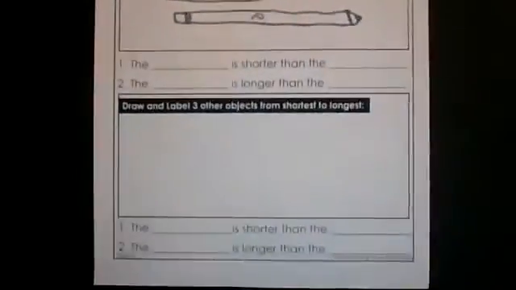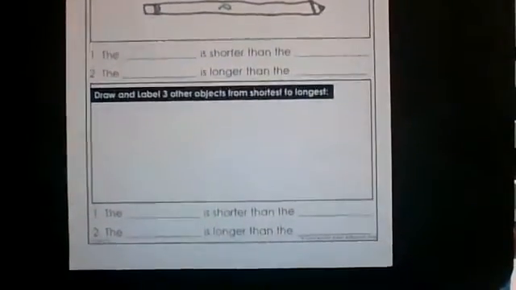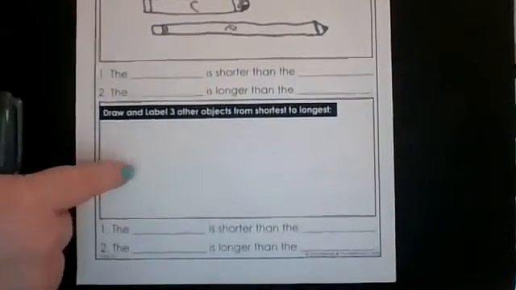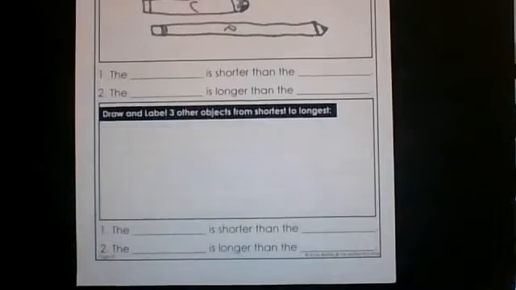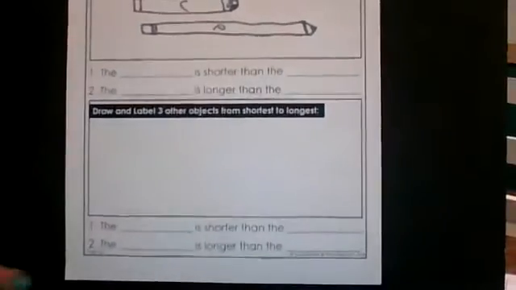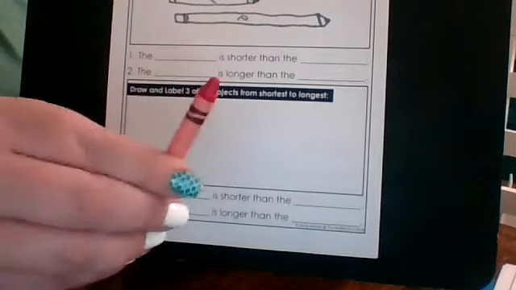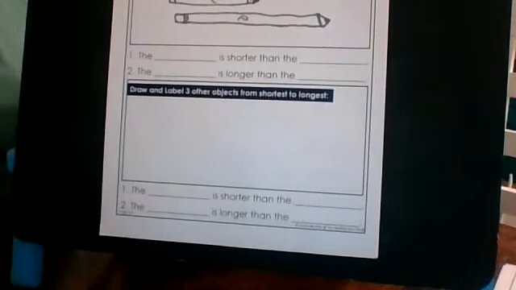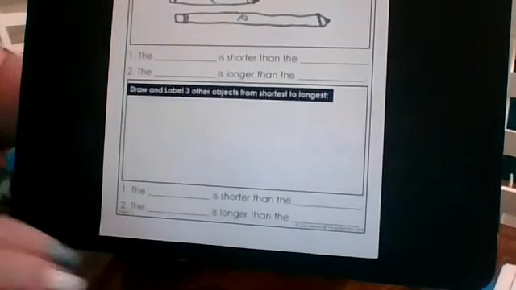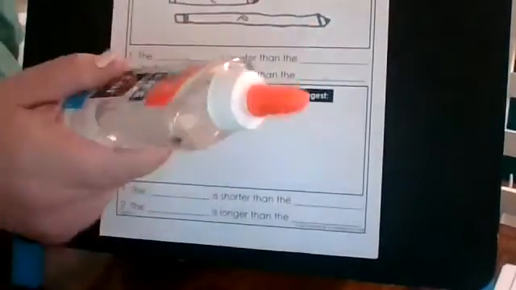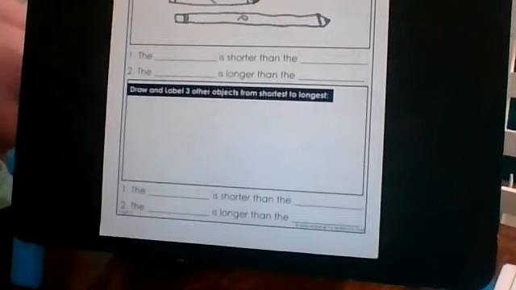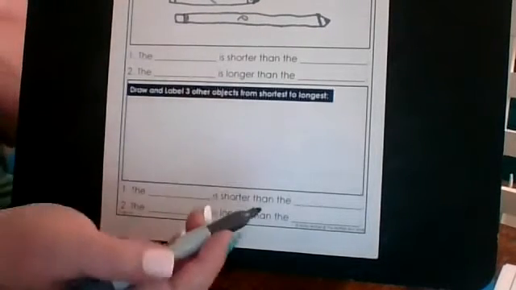All right, so here we're gonna do it again. Draw and label 3 objects from shortest to longest. So on this one, you are going to choose your 3 items. Let's see, I'm just gonna look around me and I'm gonna see, I have a pencil and I have a paper clip and I have a glue. I see a glue stick. Let's pretend that this is a glue stick. So we're gonna do from shortest to longest.